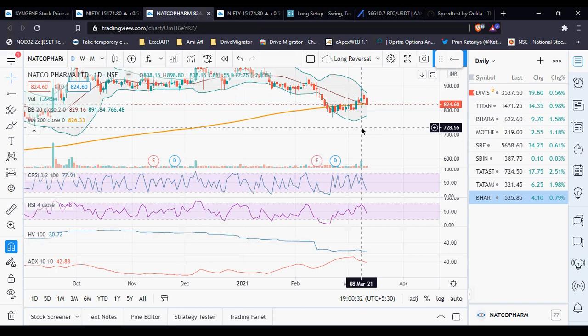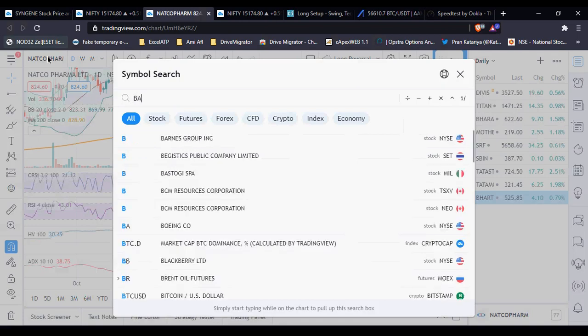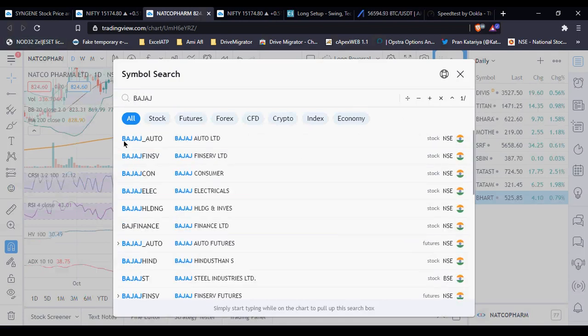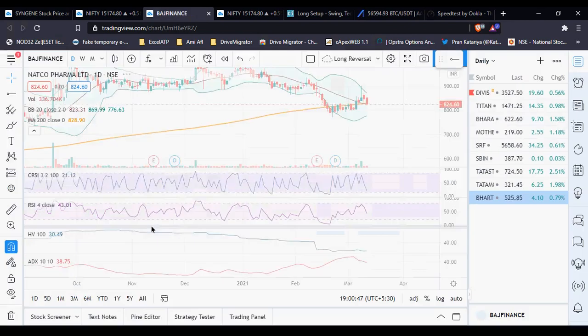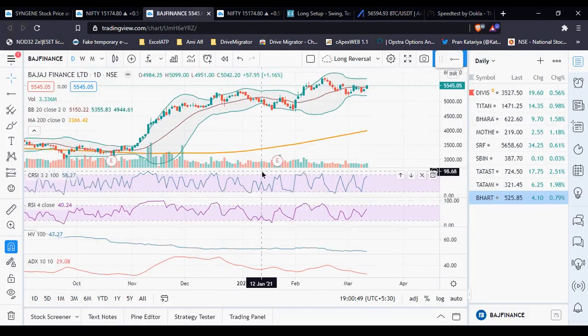So far I guess only one or two trades. One was, I think, Bajaj Finance, I suppose. 20th January. I did not have historical volatility and ADX.